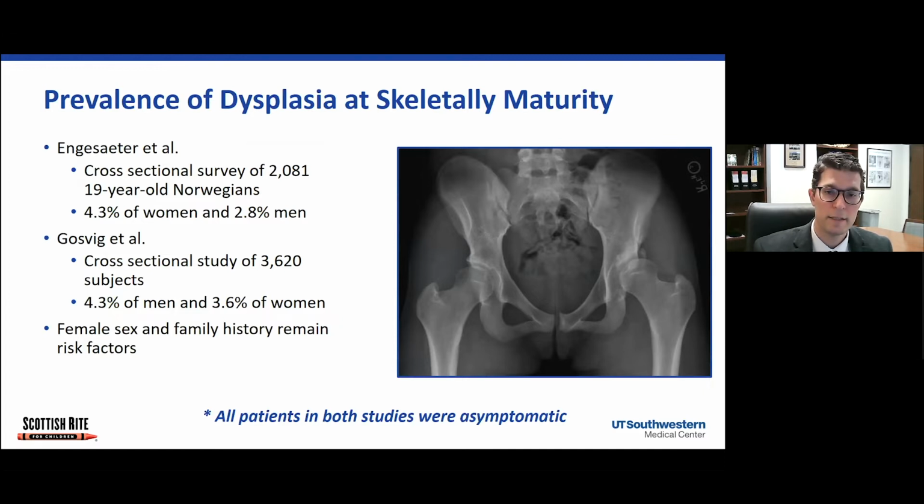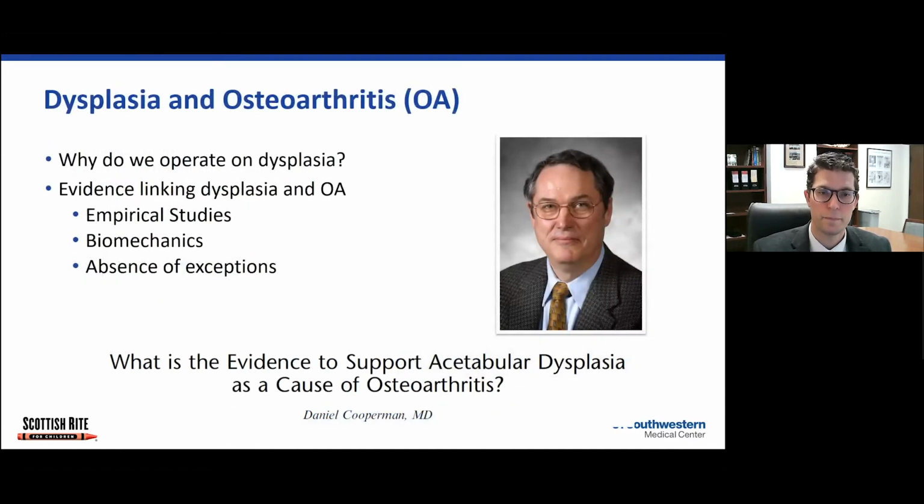There are a couple of nice Scandinavian cross-sectional studies, which I have listed here, which looked at asymptomatic skeletally mature patients and found that their rate was about 3 to 5%. And these and other studies have borne out that female sex and a positive family history remain risk factors. But why do we care about dysplasia? Most of those patients in the study were asymptomatic at that time. And the reason for that is the association between hip dysplasia and the development of early osteoarthritis.